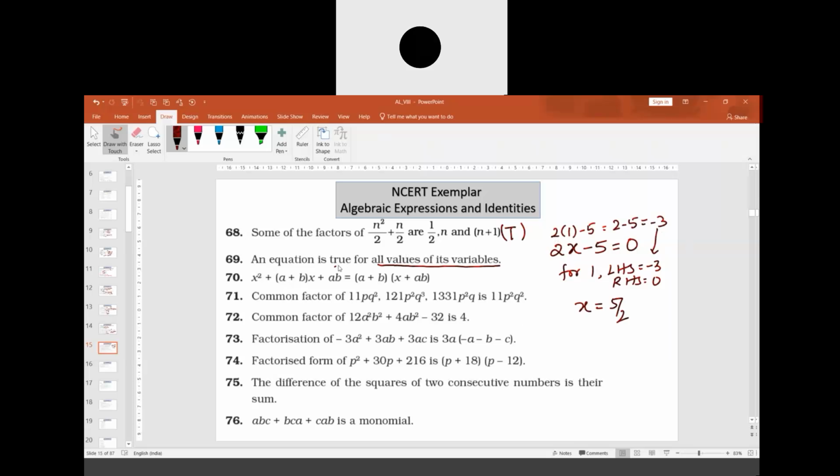See, you have to look at the statement here. An equation is true for all values of its variable. In this equation, for x is equal to 5 by 2, it is true. For x is equal to 1, x is equal to 0, it cannot be true. So the statement is false.